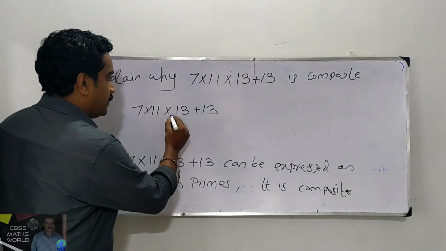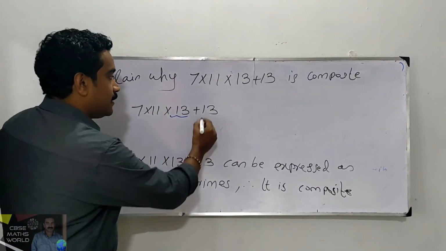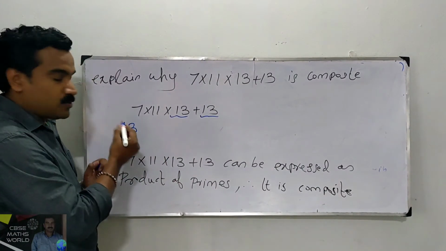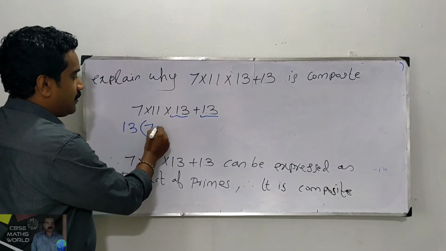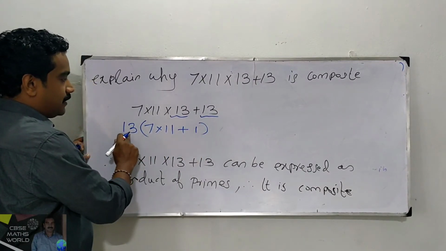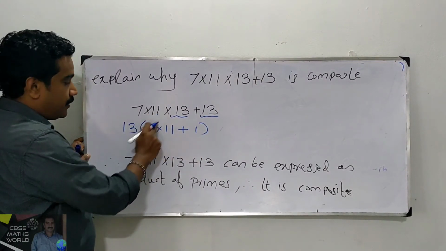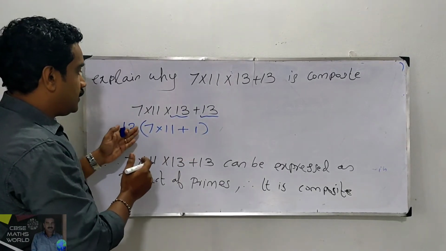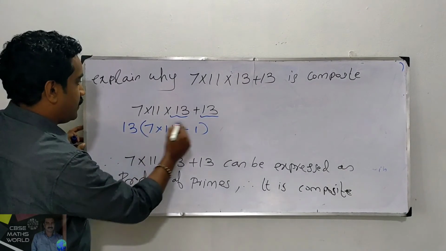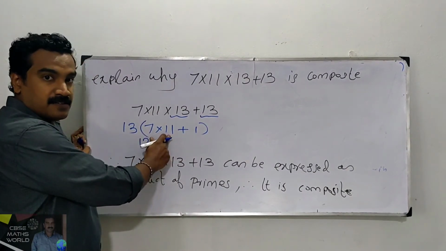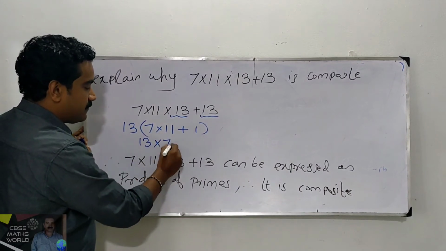What is common here? Here 13. The first part has 13, the second also has 13. So we can take 13 commonly outside. So what is remaining here? 7 is remaining, 11 is remaining, then plus 1. Check: this is 13 into 7 into 11, and here 13 into 1, that is 13. So we are taking the common outside. So 13 into 7 into 11 plus 1. That is 13 into, what is 7 into 11? 77. 77 plus 1, 78.